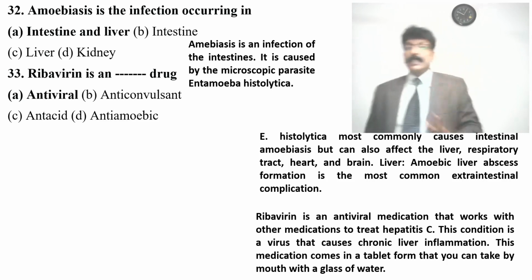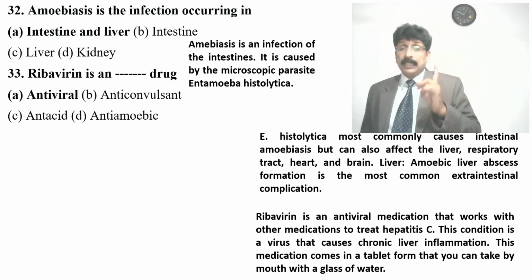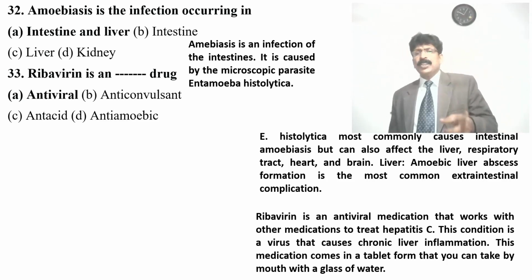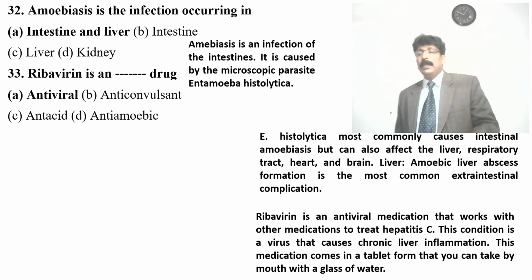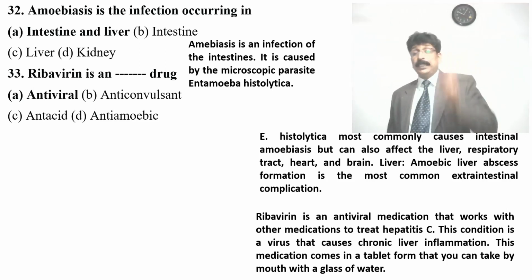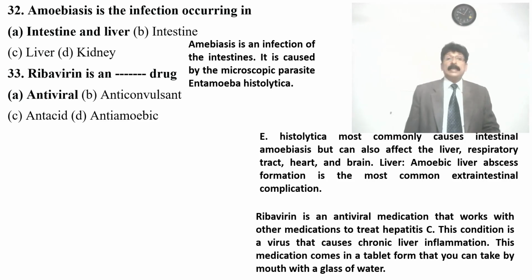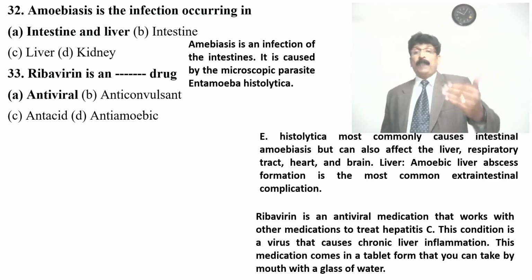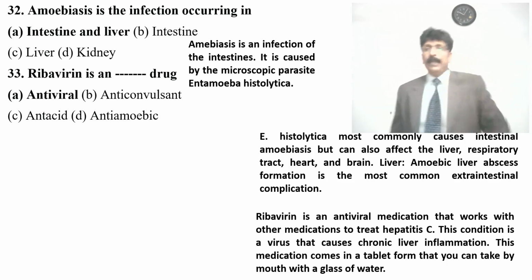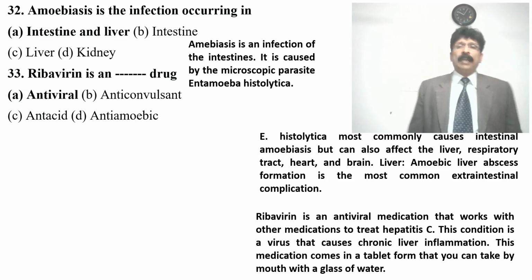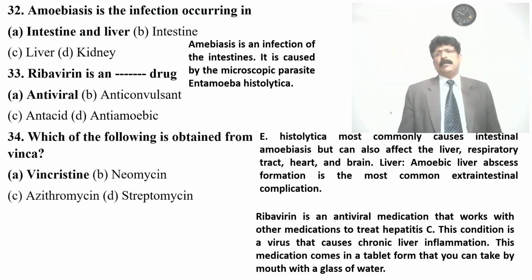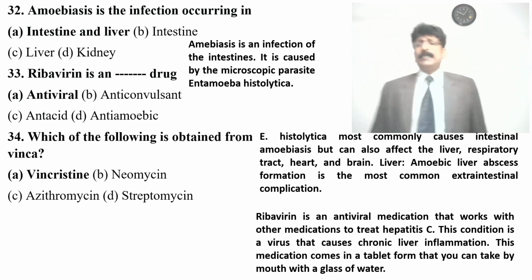Hepatitis C is a virus that causes chronic liver inflammation, and this medication comes in tablet form that you can take by mouth with a glass of water. Usually this is particularly for hepatitis C. Sometimes other antivirals like ribavirin and acyclovir can be given for viral infections too, but especially it is for hepatitis C, a very dangerous virus and disease which can cause death quickly.